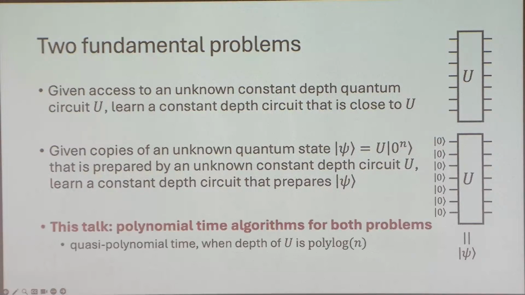So in this talk, we will give polynomial time algorithms for both problems. And this algorithm still works when the depth of U increases to polylog n at the cost of quasi-polynomial running time. And throughout this talk, I will assume that the system is defined on a finite-dimensional lattice, and I will address more general geometry at the end.